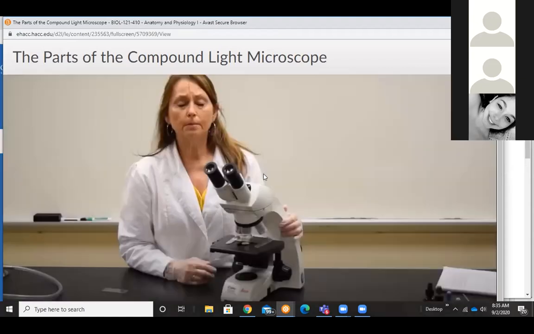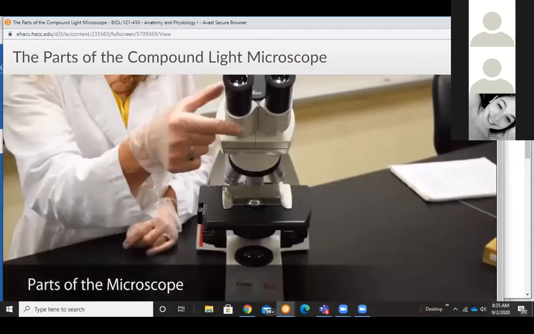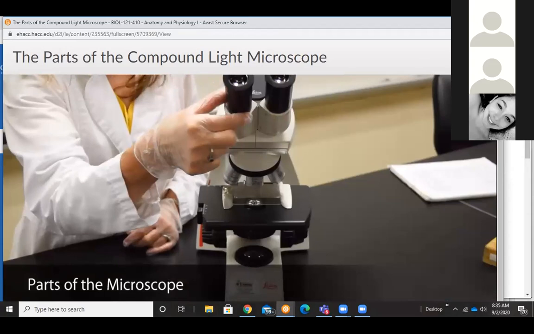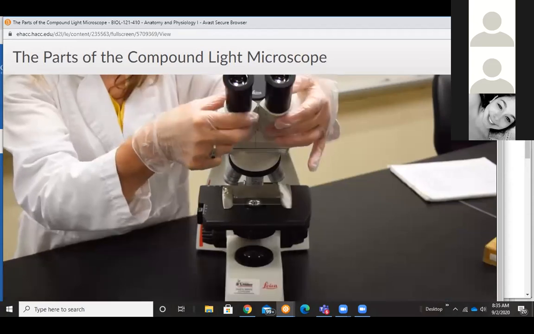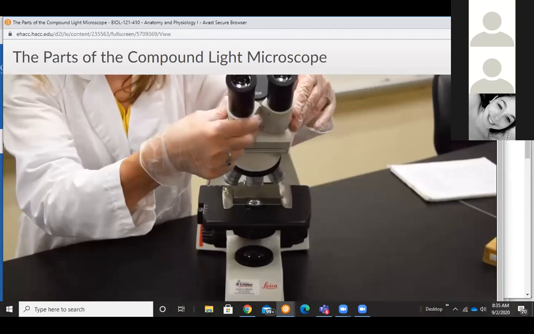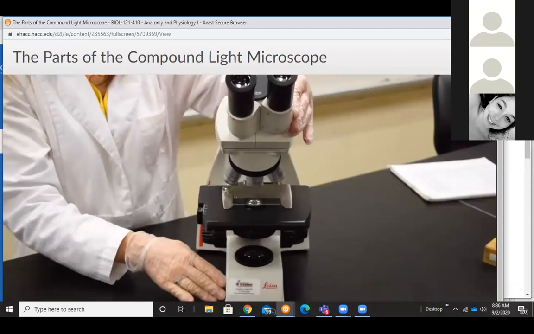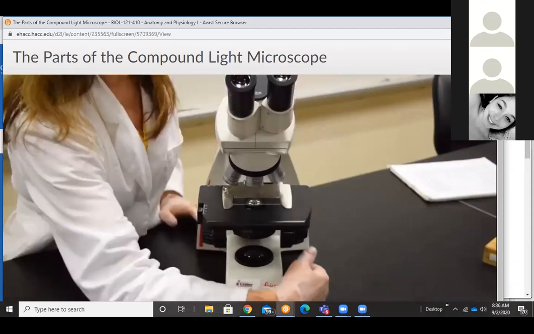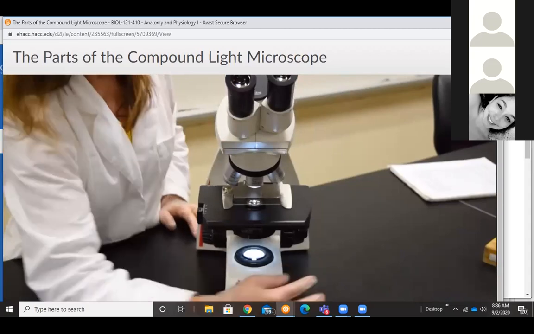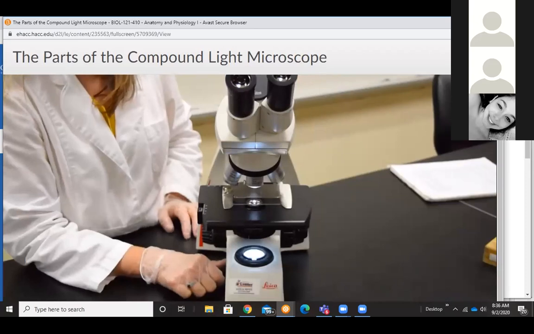This demonstration is showing you the parts of a microscope. We have the eyepiece or ocular. This is a binocular microscope, meaning that there are two eyepieces. These eyepieces can be moved in or out to accommodate the distance between your eyes. We have the arm of the microscope and the base. On the bottom right-hand side is the on-off switch, and on the left side of the base, you're going to find the rheostat or the dimmer switch.